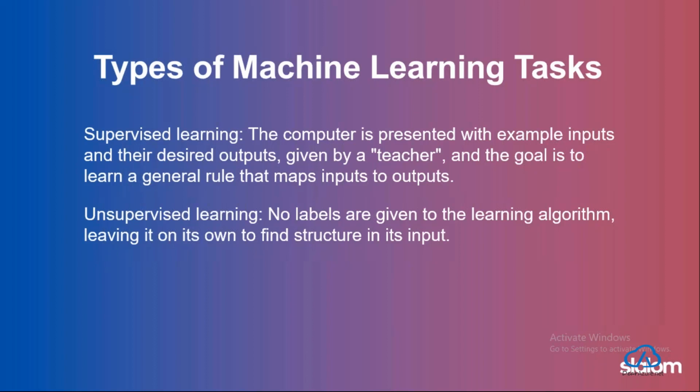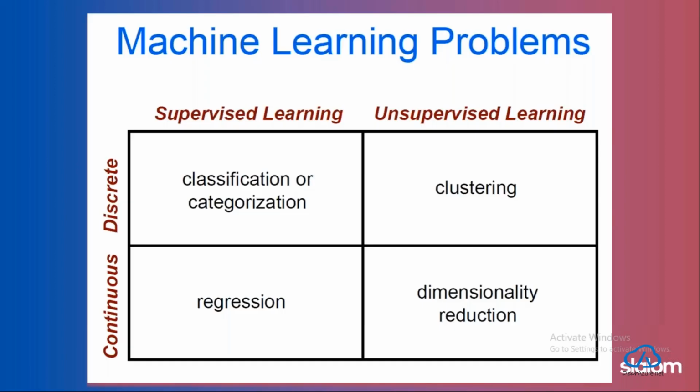So for machine learning problems, with unsupervised and supervised learning, and continuous and discrete outputs: for discrete supervised learning you have classification into categories. For unsupervised, the second is clustering. For continuous supervised learning, you have regression, and for unsupervised, dimensionality reduction. Those are the machine learning problems of unsupervised and supervised learning, continuous and discrete.